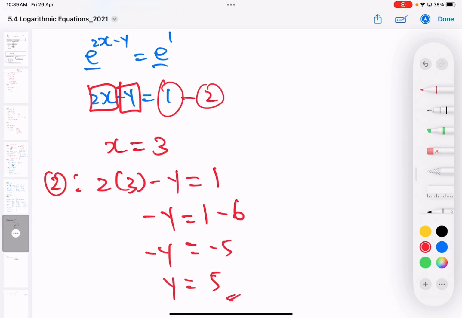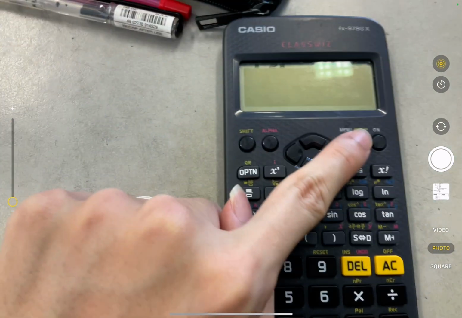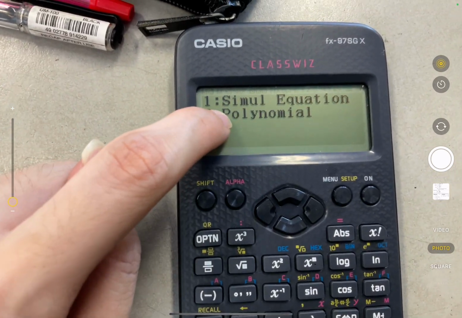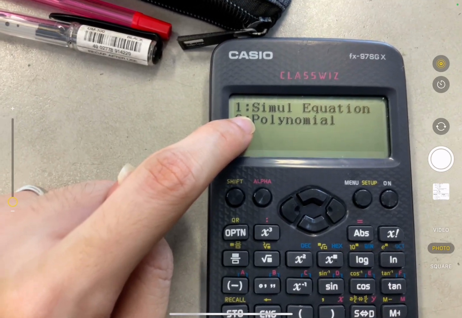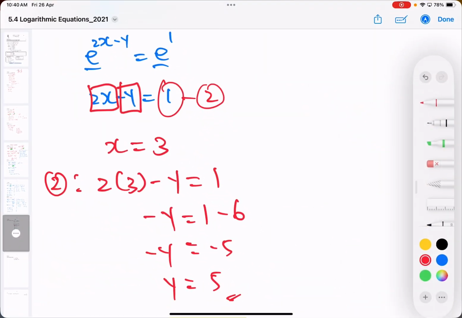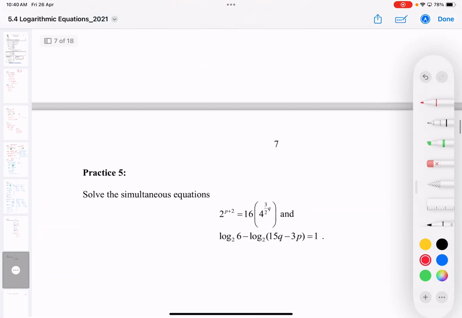So that is how you do it. But you should always check your answer. Your calculator, under here, you can go under 5. Here, it can actually do simultaneous equations. So your calculator can also help you do simultaneous equations. You should always check your answer. If you don't check your answer, you are doing yourself a great disservice. Okay, let's move on.